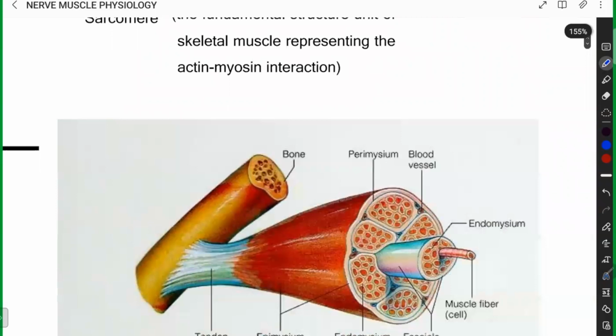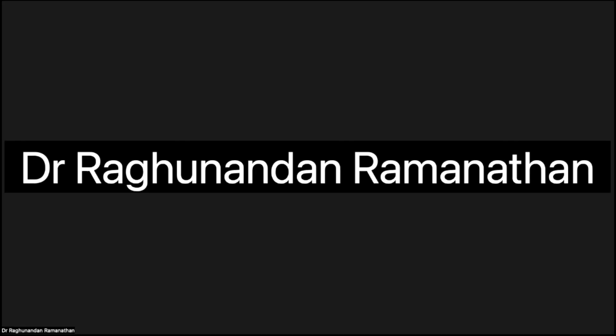Sarcolemma, I told you, right? So this is the cell membrane of your muscle fibers. This sarcolemma is going to consist of a cell membrane that has an outer coat of polysaccharides and collagen fibrils. They are going to also have collagen fibrils.